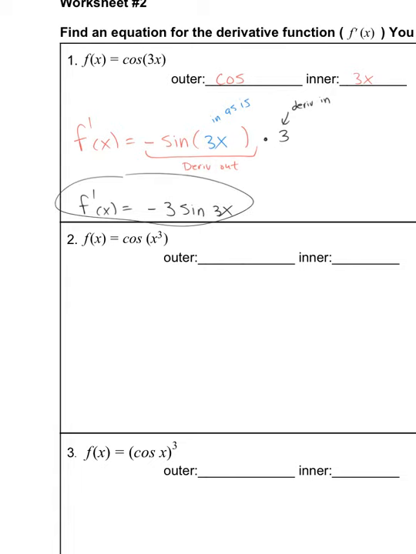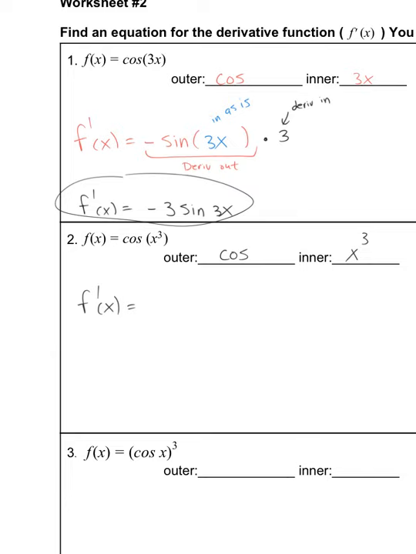All right, let's look at number 2. Now we're taking the cosine of x cubed. So we're cosigning x cubed. We're doing this to this. So our outer function is cosine. Our inner function is x to the third. So we take the derivative by using the chain rule.